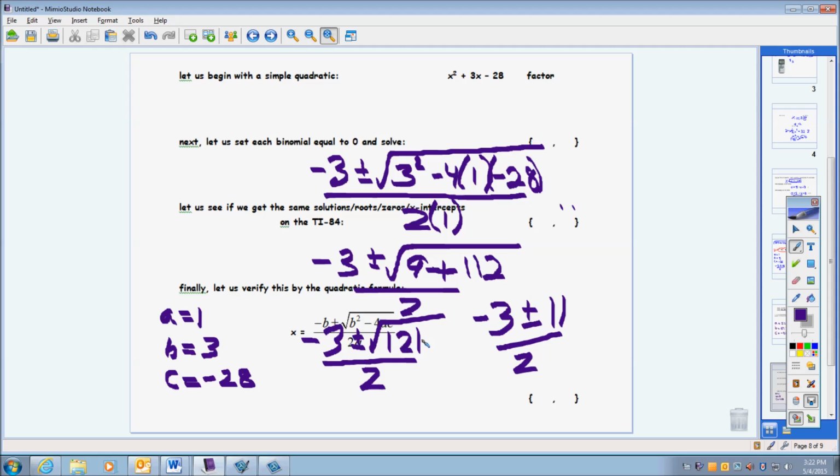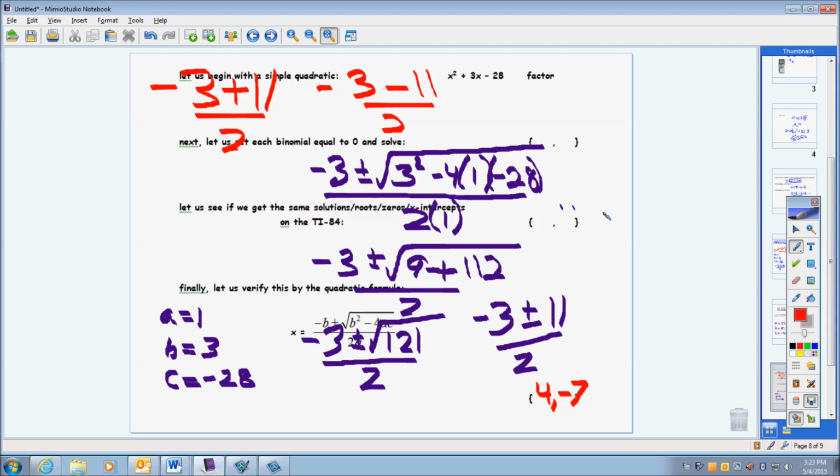So to get my answers, let me use red, is negative 3 plus 11 over 2. Now that's 8 over 2, which is 4. Ta-da! That was one of our answers, right? And then negative 3 minus 11 over 2, which is negative 14 divided by 2, which is negative 7, which is the exact same answer we got up here. It's great how it all works.